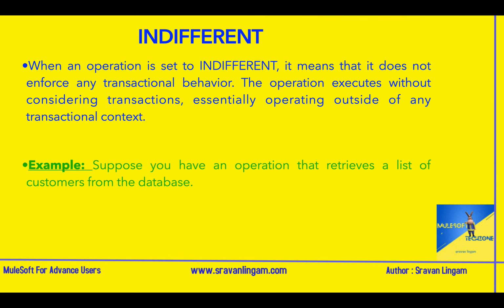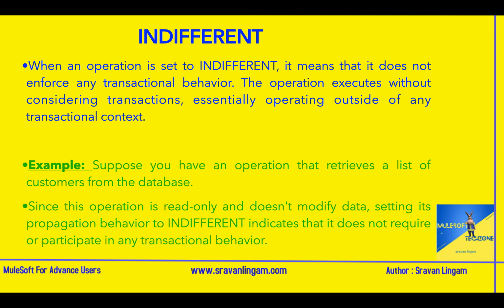Example, suppose you have an operation that retrieves the list of customers from the database. Since this operation is read only, a get or select operation, you are not inserting, updating or deleting anything, so you are not modifying the data, it is only read only. So setting this propagation behavior to indifferent means it does not require any kind of transactional behavior.